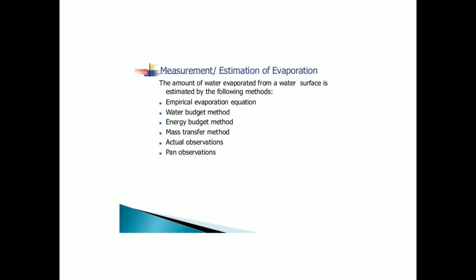Measurement and estimation of evaporation. The amount of water evaporated from a water surface is estimated by the following methods: empirical evaporation equation, water budget method, energy budget method, mass transfer method, actual observations, and pan observations. So here in this lecture we have seen what is evaporation.